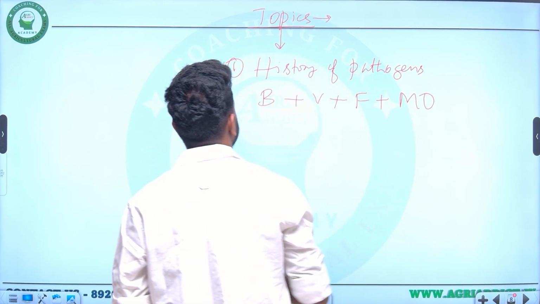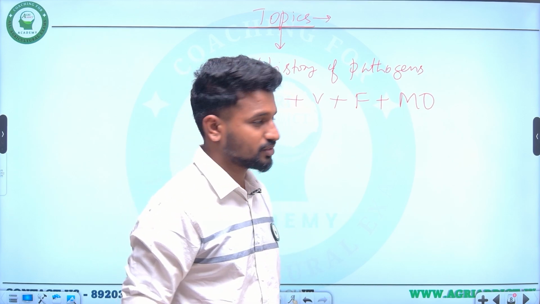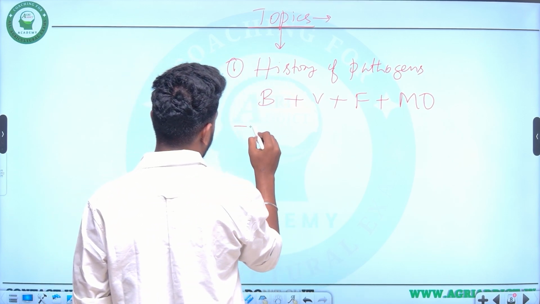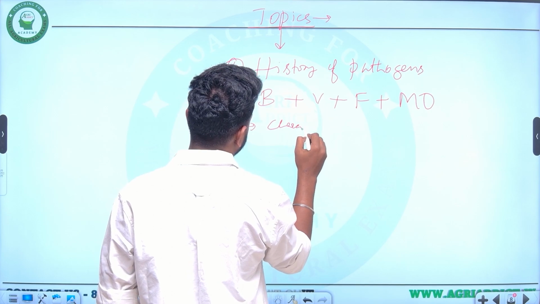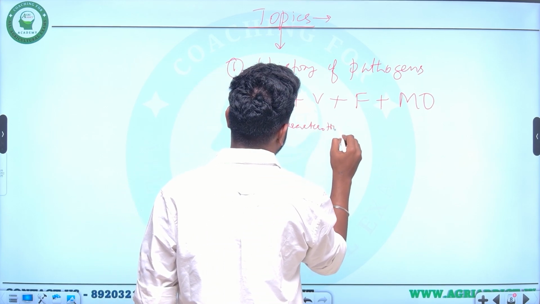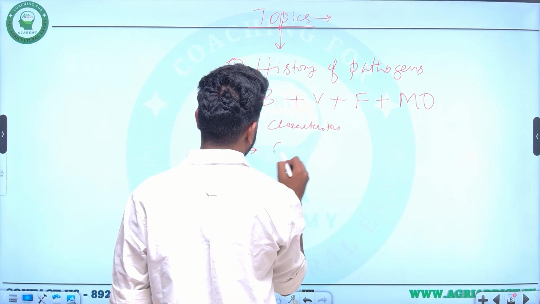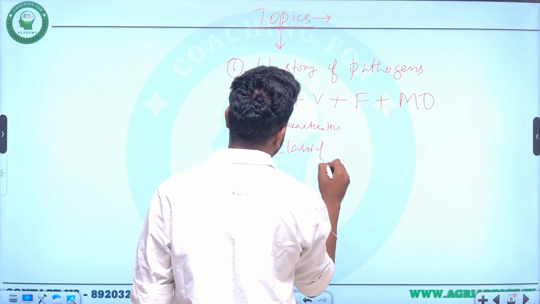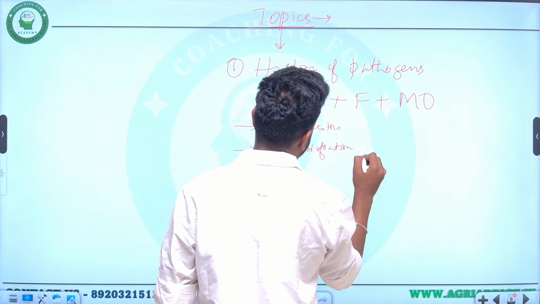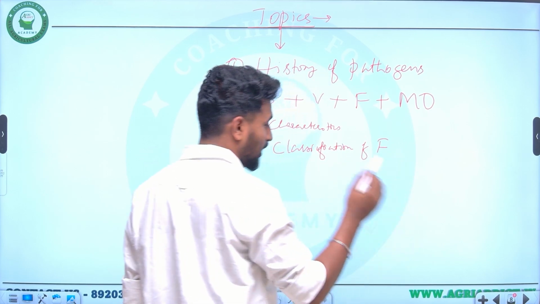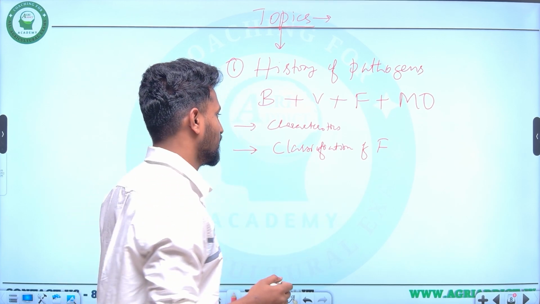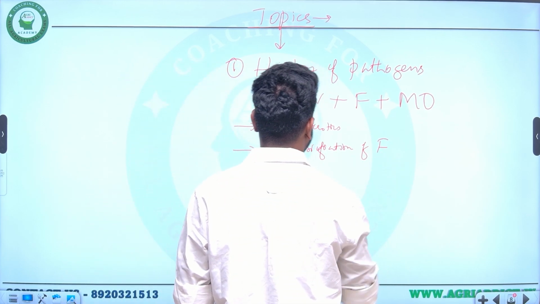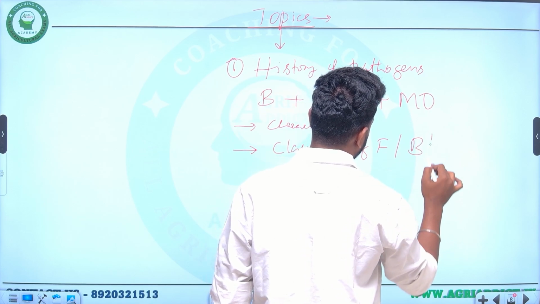So what you have to concentrate on in this history of pathogens? You start with the characteristics of all these microorganisms. You have to be very thorough with the characteristics. Second important thing is classification. And in all of these microorganisms, classification of fungi is very important. And I know it's very confusing. So you have to be very thorough with this classification of fungi plus all the bacteria and virus, but the fungi becomes most important.